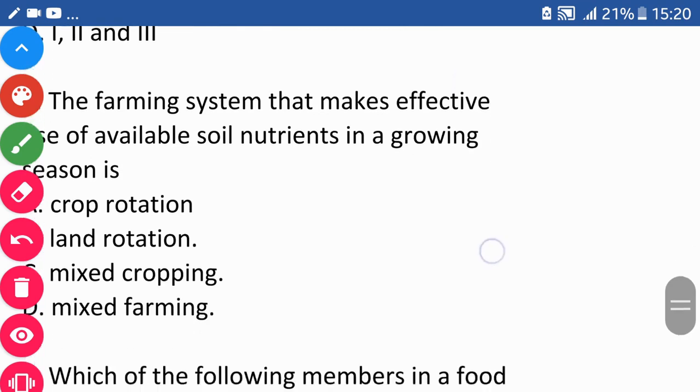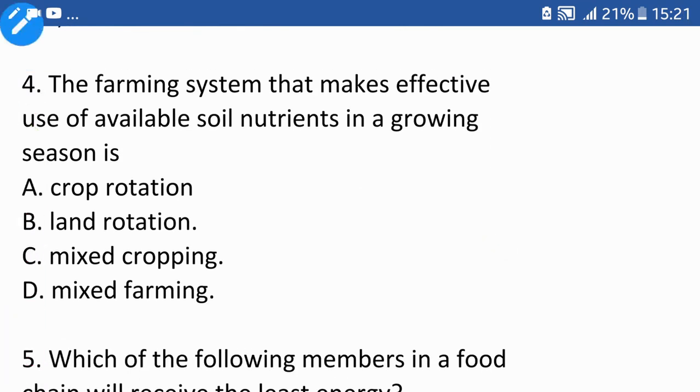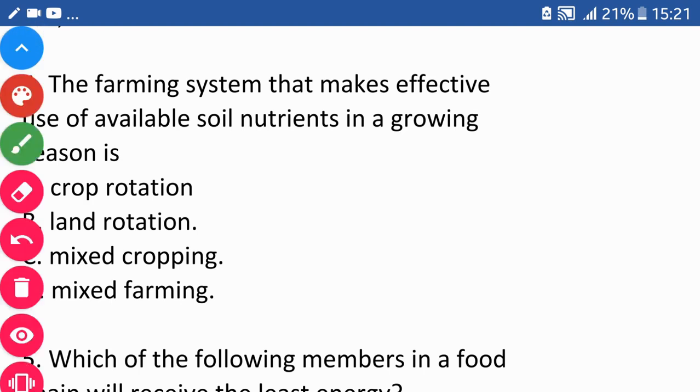So our next question. The farming system that makes effective use of soil nutrients in a growing season is crop rotation. What happens is you follow deep-rooted crops with shallow-rooted crops. So you effectively use the nutrients. As the nutrients in the deep soil are replaced, you are using the nutrients in the topsoil, and you move in that cycle.